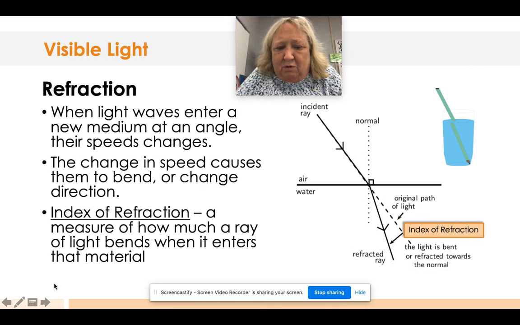Okay, we will stop there for today on the refraction slide, and we'll continue on with that tomorrow. Again, go back through the PowerPoint as many times as you need to answer the questions, and make sure you get those questions done today.